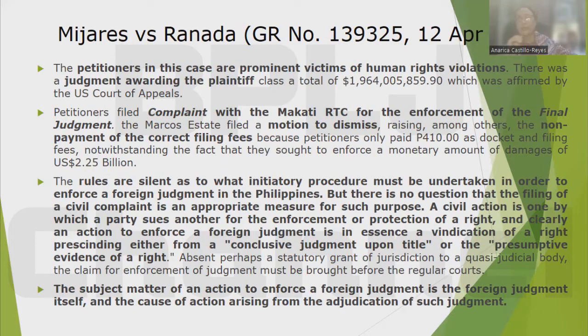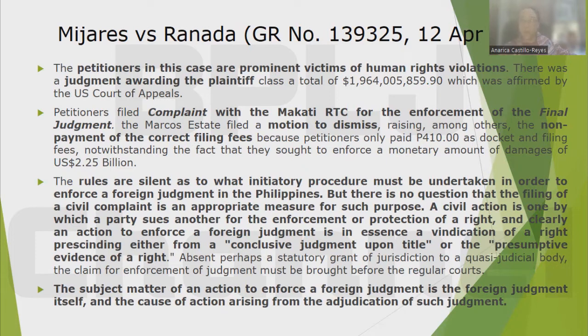The rules are silent as to what initiatory procedure must be undertaken in order to enforce a foreign judgment. But there is no question that the filing of a civil complaint is an appropriate measure for such purpose. A civil action is one by which a party sues another for the enforcement or protection of a right. And clearly, an action to enforce a foreign judgment is in essence a vindication of a right proceeding either from a conclusive judgment upon title or the presumptive evidence of a right. The subject matter of an action to enforce a foreign judgment is the foreign judgment itself and the cause of action arising from the adjudication of such judgment.